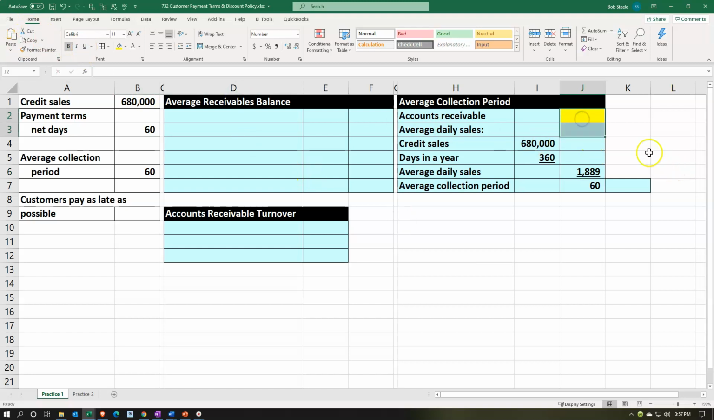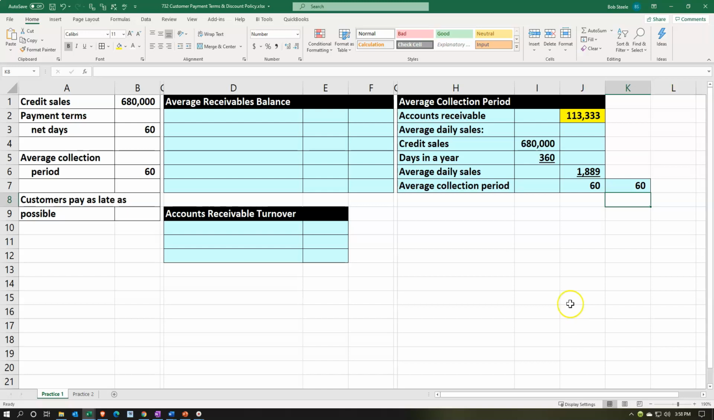So then we can do the algebra, which would be X divided by the 1,889 would be 60. If we did that algebra, then we're going to say this needs to be equal to the 1,889 times the 60 to get the 113,333. We can double check that number by then doing our normal calculation the way we would for average collection period. The 113,333 divided by the 1,889, giving us then once again that 60.